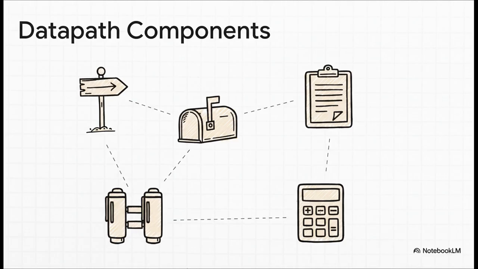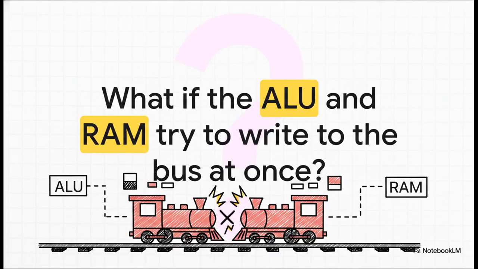But with all these stations sharing one single track, we run into a really fundamental problem: traffic control. So what do you think happens? If two trains try to get on the same piece of track at the exact same moment, you're going to get a collision, a wreck. It is no different in our digital switchyard.